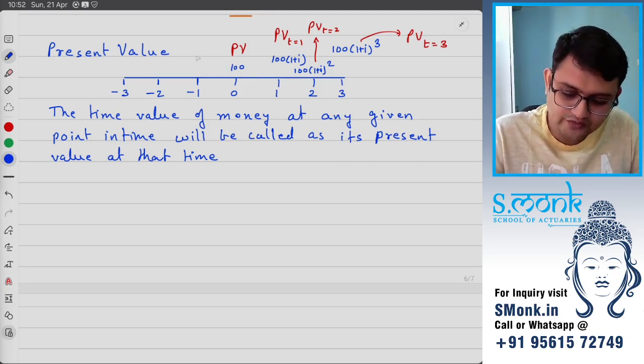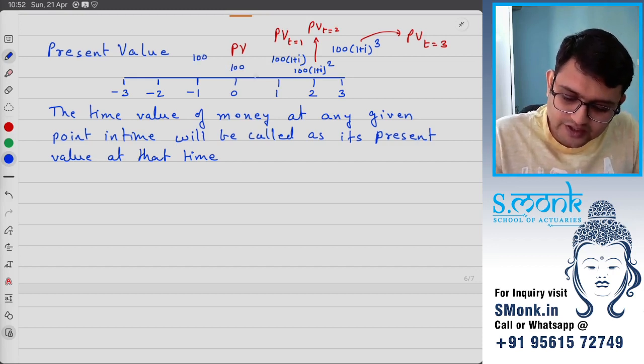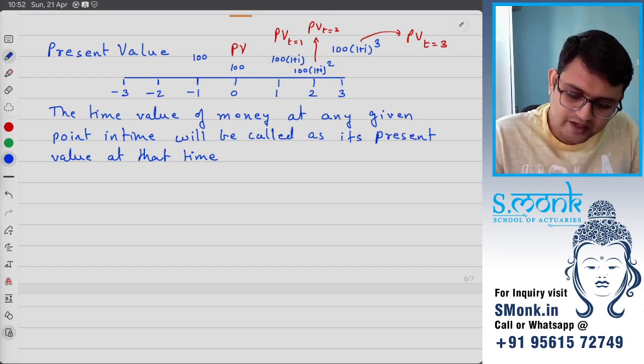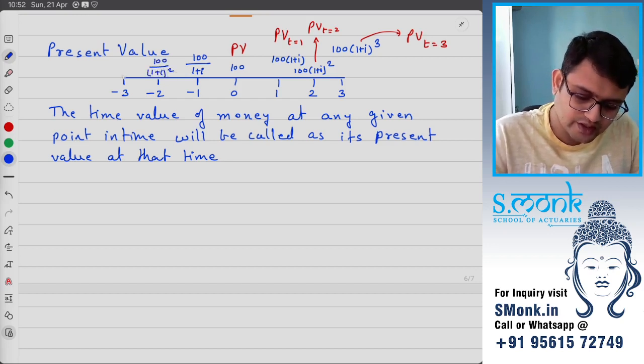So how much value will it be? So you can see here I am multiplying by 1 plus I as I am going further. So if I am going back, I will divide by 1 plus I. At time minus 2, it will be 100 upon 1 plus I square, and at time minus 3, 100 upon 1 plus I cube.